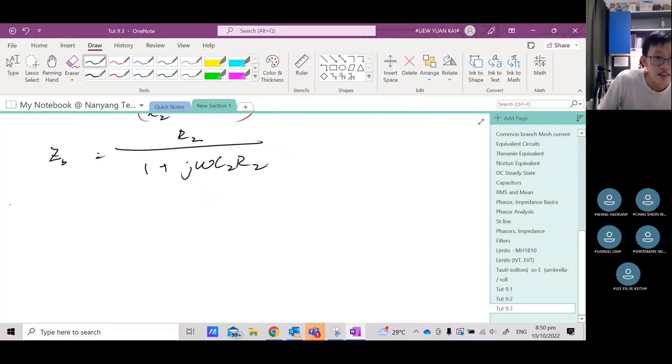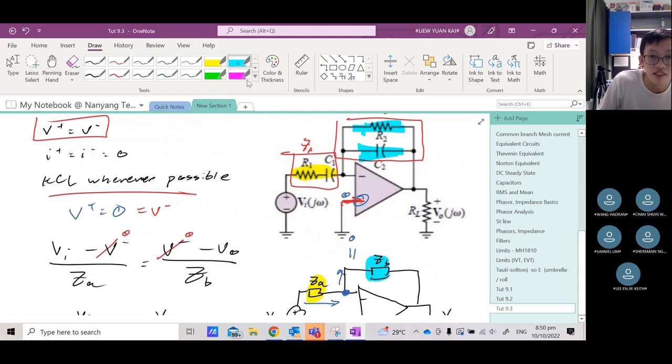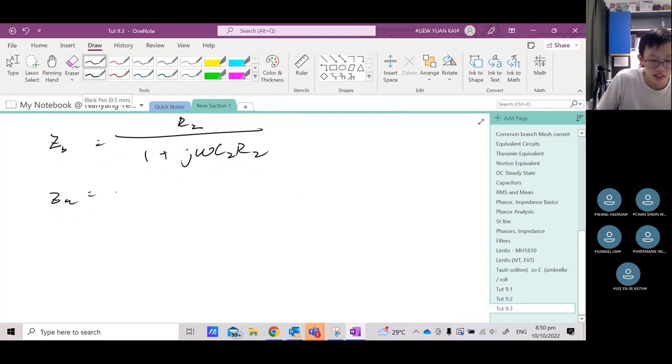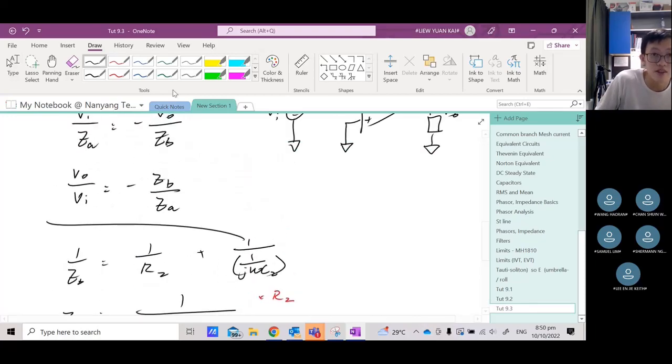Next we want to find ZA. ZA is easy, correct? Because the resistor and the capacitor are in series. So what we do to find the combined impedance is just add them together. So that means ZA is given by R1 plus 1 over j omega C1, like that. So now that we have these two, we can finally find the frequency response, right? We have the ZB, we have the ZA, we can sub it in.